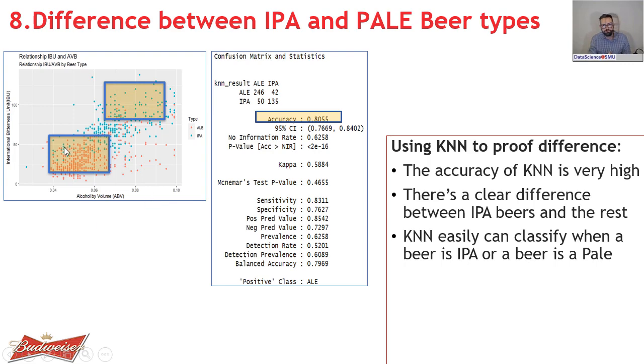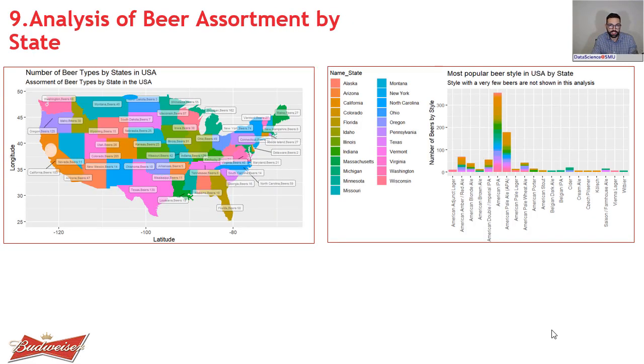We have two final recommendations for Budweiser. In the first map, we can see the number of beer types in each state. For example, California has a large number of beer styles, so it seems that the demand is very high in this state. Budweiser can design a strategy in this important state.